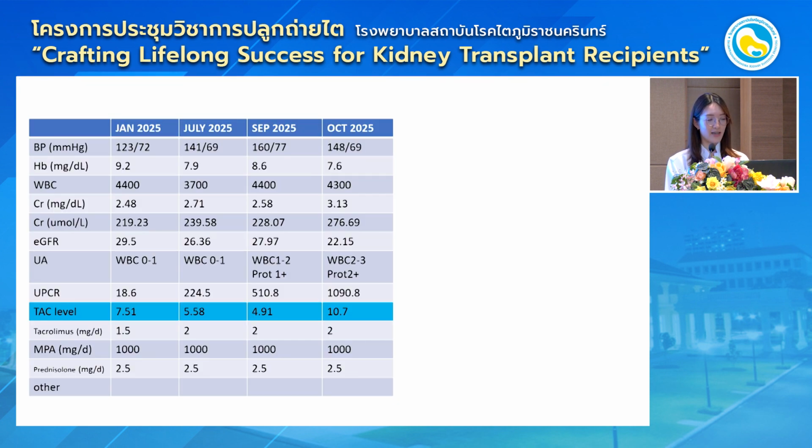This is his lab result at the OPD. He developed a little bit of increase in his home blood pressure, and he developed anemia, including a rising creatinine and new onset proteinuria. During that time, we tried to keep the tacrolimus level at about 6 to 7, and we increased the dose as the table shows, until in October his creatinine reached 3.1, so we did the allograft biopsy.